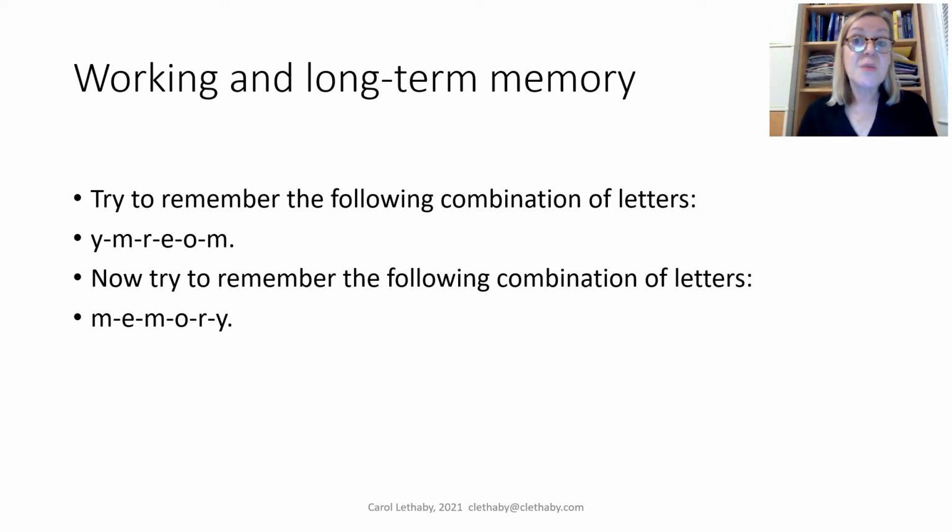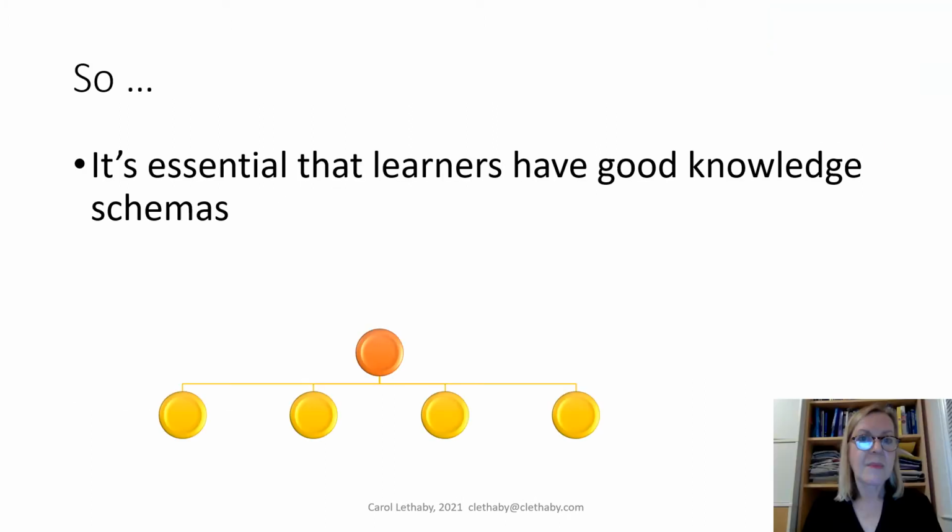Why? Well, because you have the word memory in your long-term memory. It's a word now, so that's how we're able to remember combinations of letters, by forming words, if you like, rather than learning them as individual items in our working memory. Okay, so all of this to say that our learners need to have good knowledge schemas. That's part of being a good learner, is being able to store your new information well into these knowledge schemes.